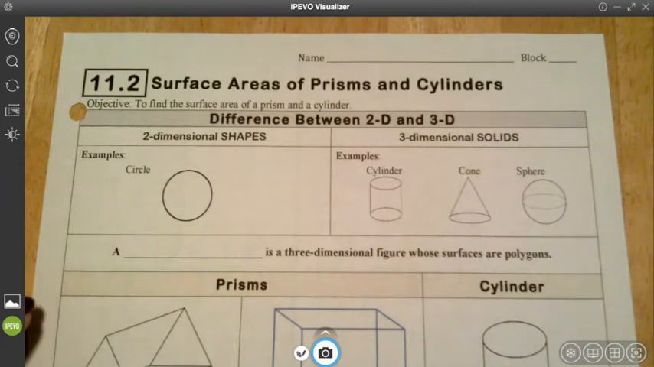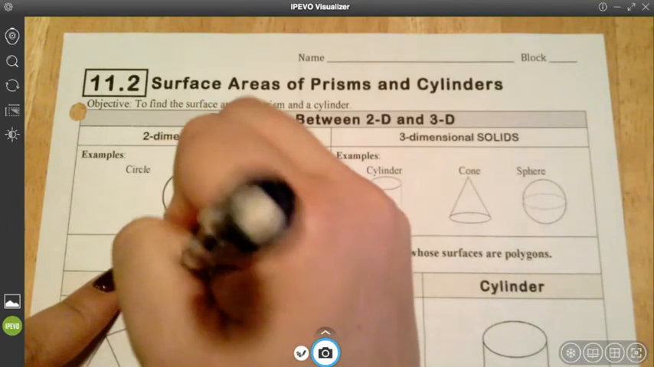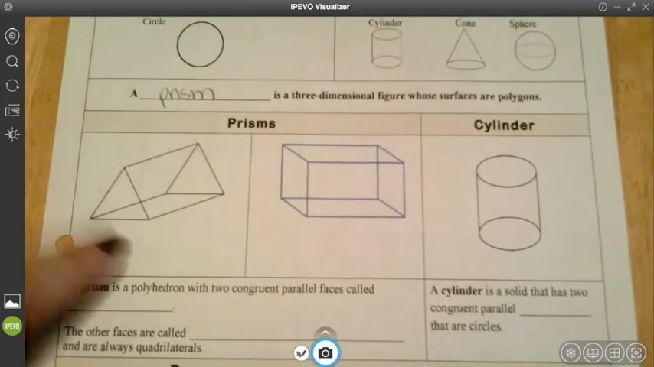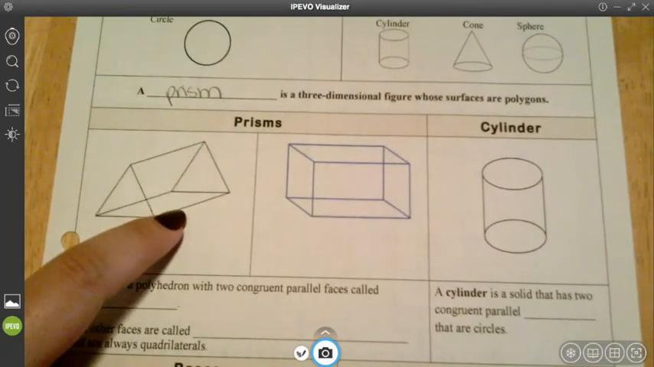Okay, so now we can say specifically that a prism is a 3-dimensional figure whose surfaces are polygons. Okay, so let's look at a couple of examples of prisms. We have a prism here that has 2 triangles and all of the rest of the sides are rectangles.